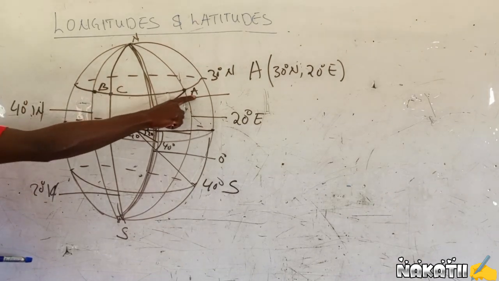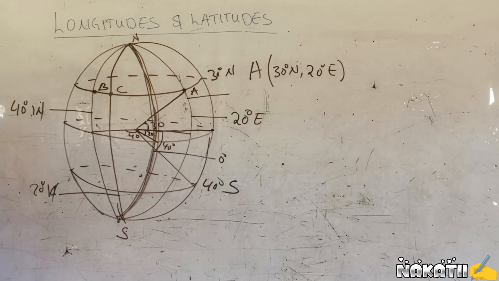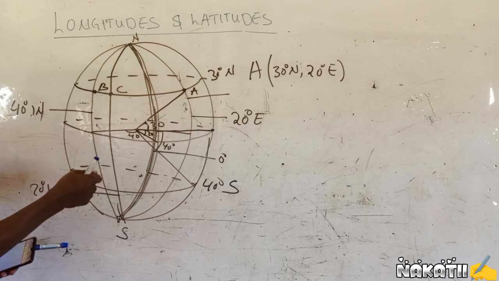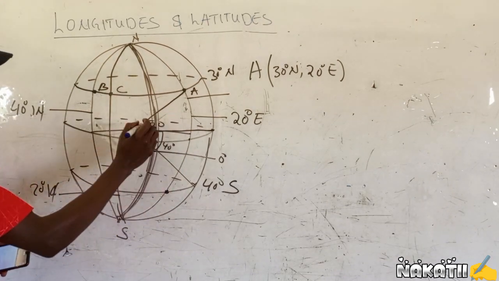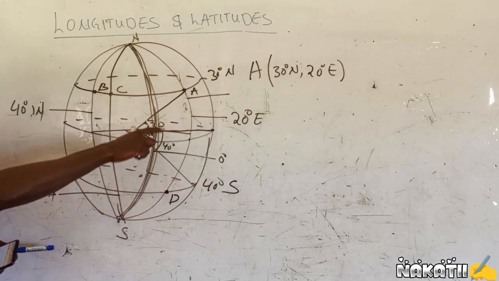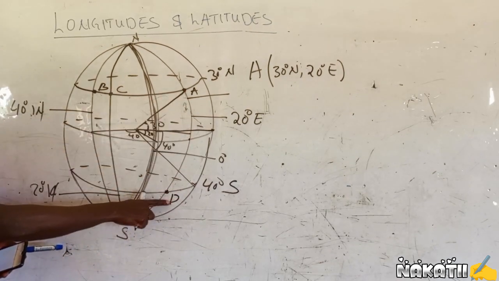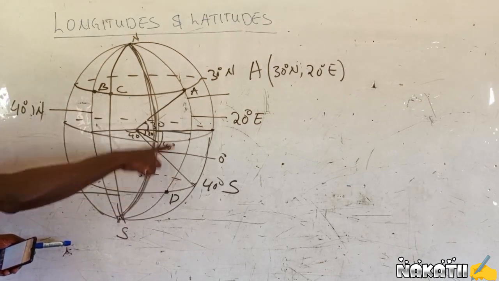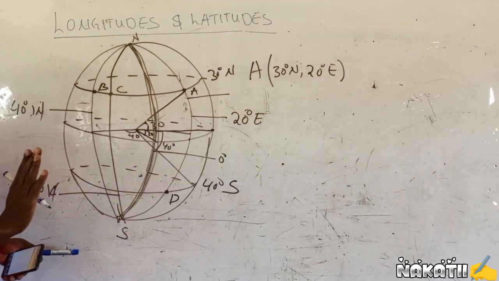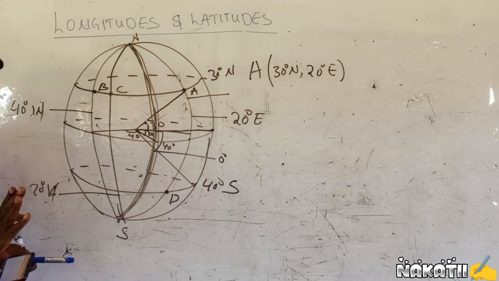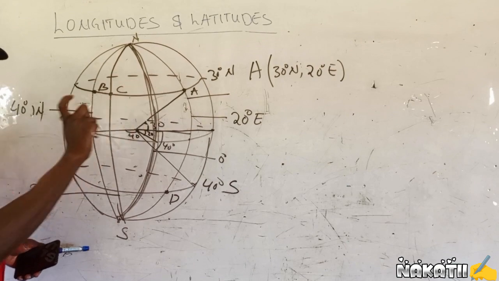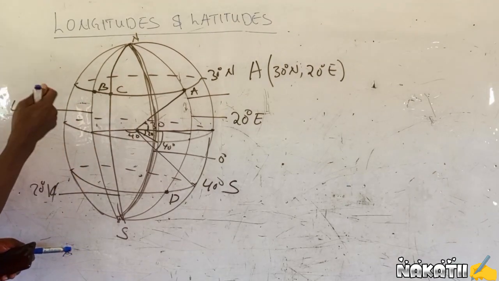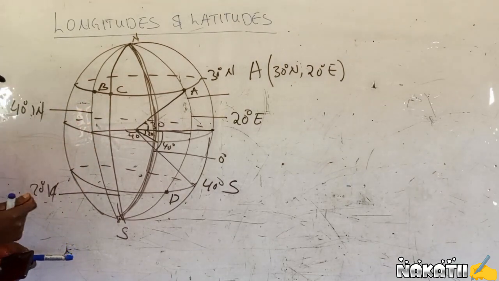But for B and A, you add because they're on different sides of the Greenwich meridian. The same applies with the equator. When you have 2 points, for example, one is here, let's say this is D, and this point here, and you're told to get the angle between these 2 points, they are on the same longitude but different latitudes. To get the angle between them, you add. This will be 40 plus 30. But if they're on the same side of the equator, you subtract.